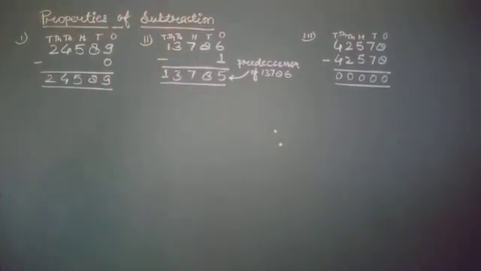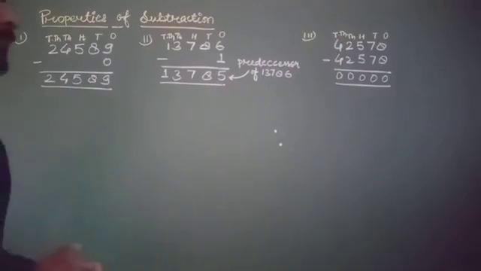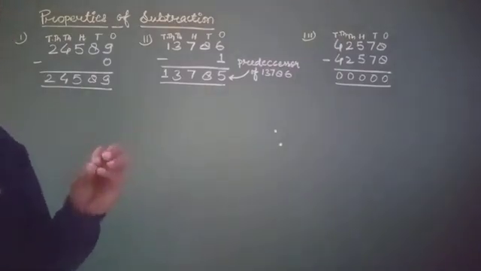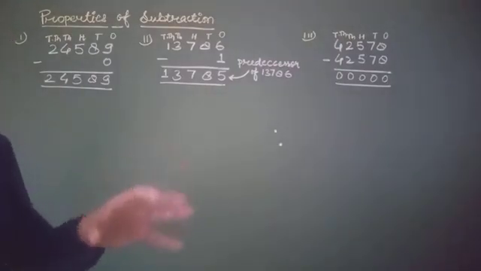Listen carefully. Once again, you have to remember this. The first property is when 0 is subtracted from a number, the difference is the number itself. As in 5 minus 0 is 5, 10 minus 0 is 10, 90 minus 0 is 90, 100 minus 0 is 100.